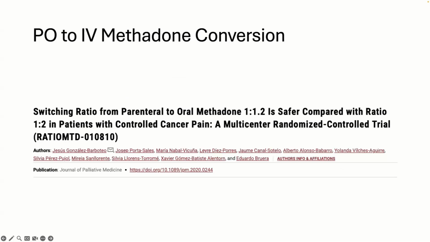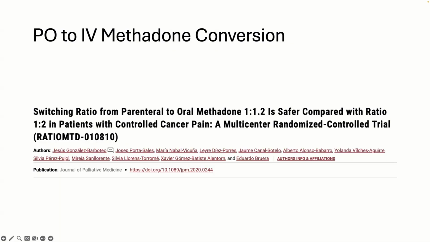I just want to briefly discuss oral to IV methadone conversion. There isn't a lot of good evidence and studies looking at this, but the couple that I did look at, I just wanted to present here. This study comes from the journal Palliative Medicine, from 2020. It's a multi-center randomized control trial that looked at patients with controlled cancer pain, so a little bit of a different setting, who were being switched between IV to oral methadone. They compared two strategies. One was the 1 to 2 traditional ratio, which is also what's recommended per the FDA, versus a more conservative ratio of 1 to 1.2.